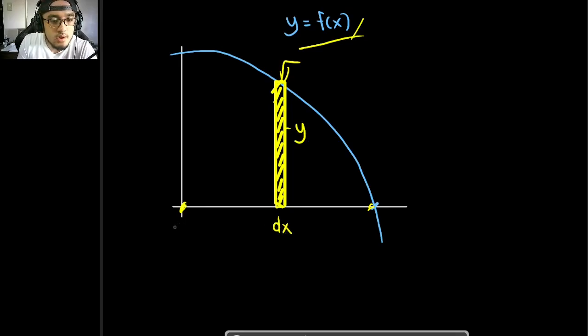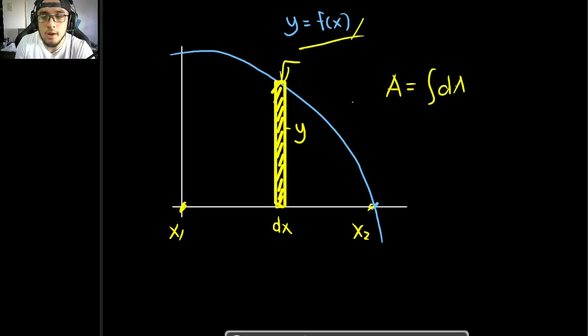So if this is to be your x sub 1, and this is to be your x sub 2, for the area bounded by the curve and your x and y axis, your area is equal to the integral of the differential area. And from that, that is equal to the integral of the differential area, which is y times dx.